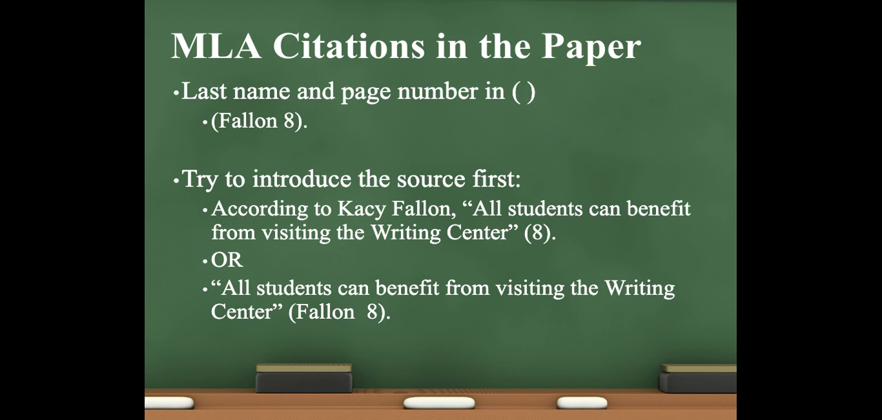When you're going to cite your paper in MLA, you start with the last name and page number in parentheses. For example, here we have Fallon in parentheses with the number 8. What we try to do is introduce the source first. For example, according to Fallon, all students can benefit from visiting the Writing Center. We have everything in quotes with the page number 8 in parentheses at the end.